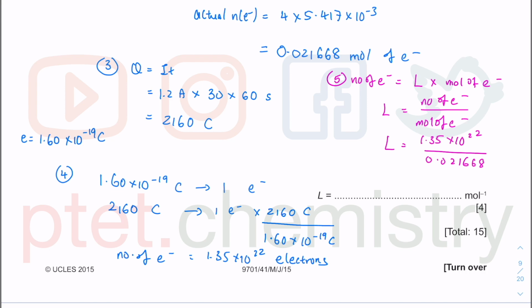And I get 6.23 times 10 to the 23. And this is to 3 significant figures. It is the number of electrons in 1 mole of electrons. Okay, so that's the end of that 4-mark question, and that concludes that 15 marks question overall.